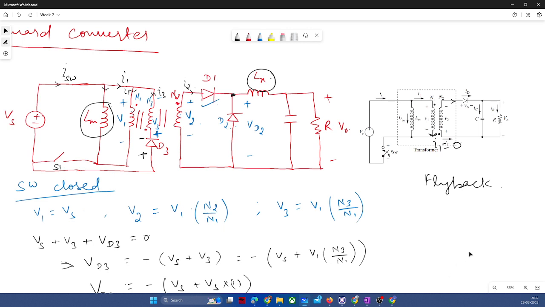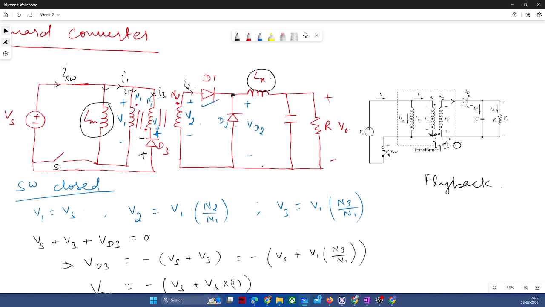Yeah, across the switch it is okay, but across D3 we'll have only the forward drop. Why? Because you are conducting. When the switch is off, it is conducting. When S1 is off, then D3 will see only V3.